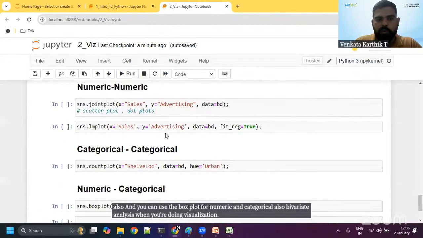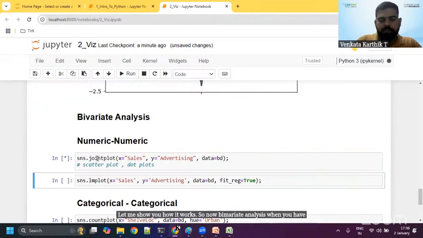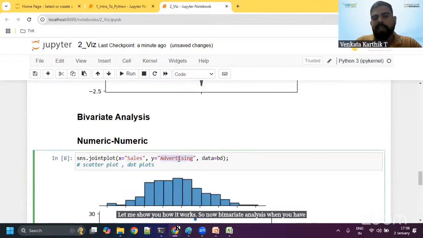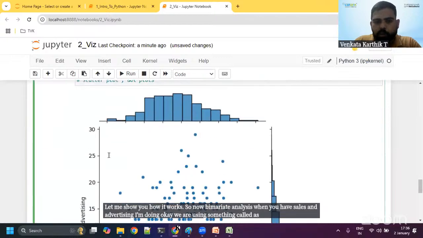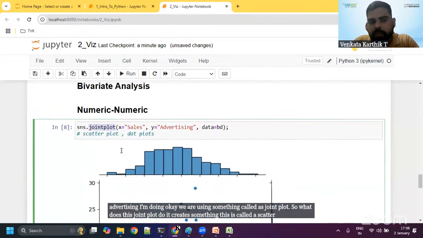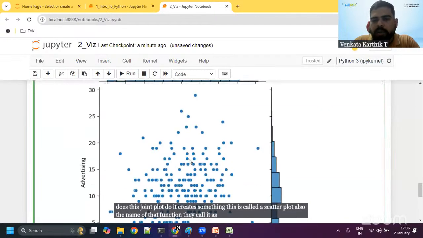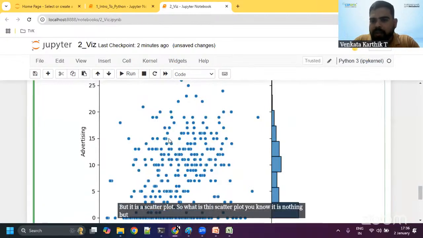Let me show you how it works. So now for bivariate analysis, I'm doing sales and advertising. We are using something called a joint plot. What does this joint plot do? It creates what is also called a scatter plot. The name of that function is joint plot, but it is a scatter plot. Seaborn has a good visual appeal, so that's why people prefer using Seaborn.